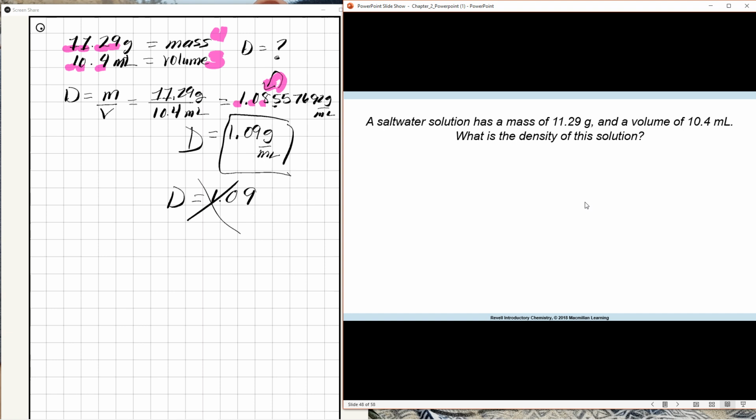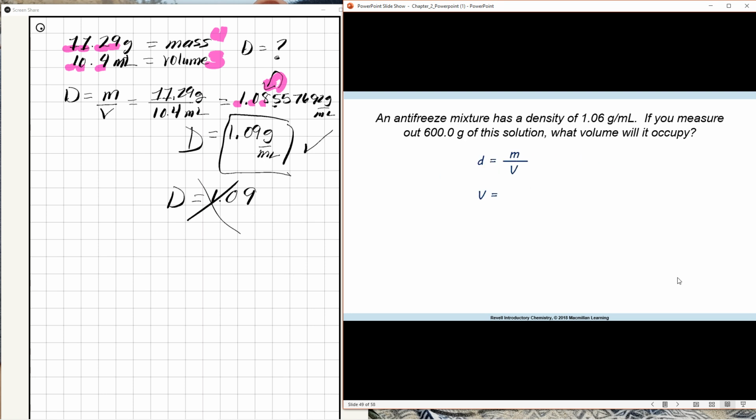All right, let's see how we did. Oops. 1.09 grams per milliliter. All right, check. We did good. It's always good to check when you do something wrong, or even if you did it correctly, did you do it correctly? Or if you did it wrong, how did you do it wrong, right? It allows you to actually learn.